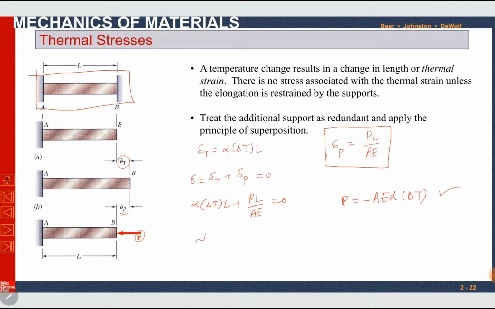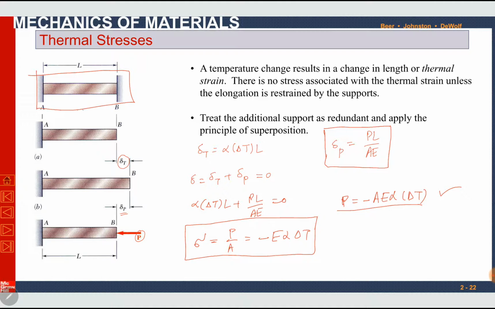If we divide the force by area, we can calculate thermal stress. So divide this P over area, you will get minus E alpha delta T. This is the expression for thermal stress. We can solve similar numerical problems on thermal expansion and thermal contractions, and we can calculate stresses involved as a result of thermal changes, either increase in temperature or decrease in temperature.